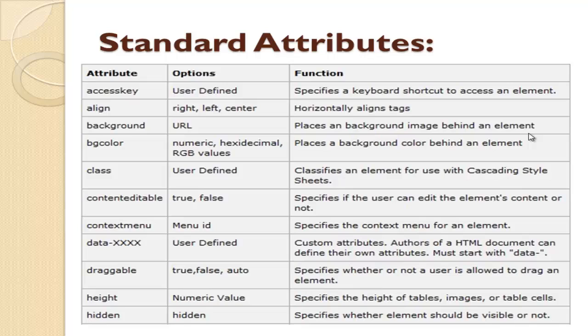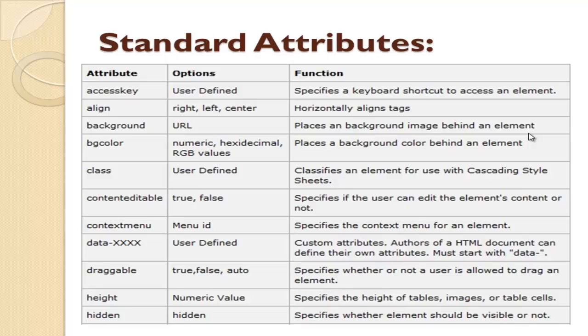Contenteditable. It holds only two values, whether it's true or false. It specifies if the user can edit the element content or not. If the contenteditable attribute has a value of true, means the user can edit the element, while if it has false, the user cannot edit the element.